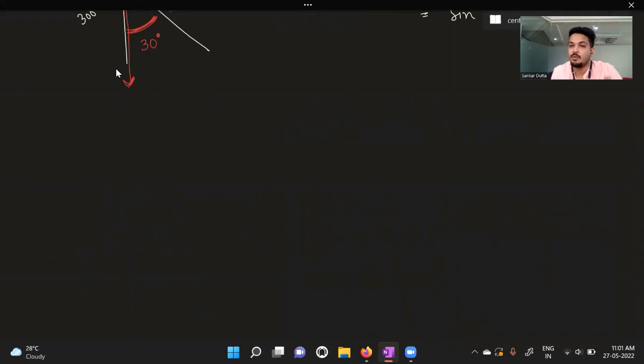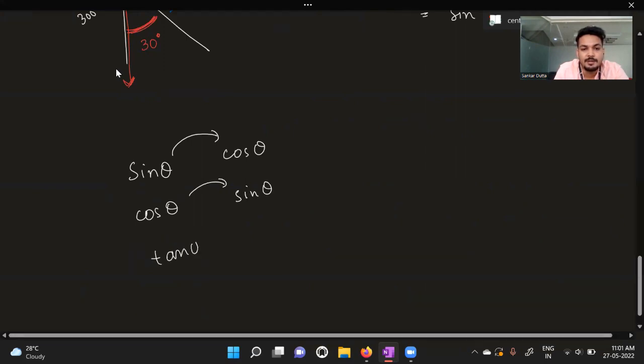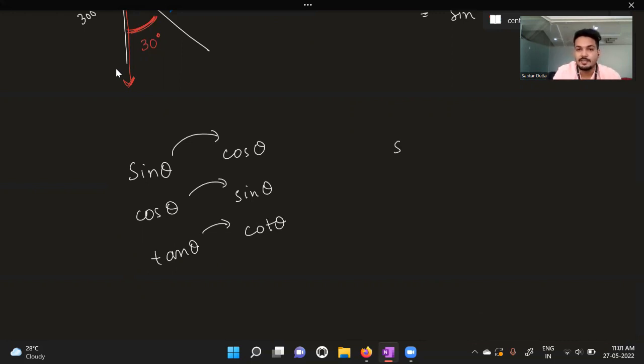If you are using the y-axis, you have to change your function to a complementary function. What I mean by that is sine theta will become cos theta, cos theta will become sine theta, tan theta will become cot theta, and so on. So if you remember, sine of 90 minus theta is cos theta, and this is why we call sine theta and cos theta the complementary angles. Similarly, tan and cot will also have the same kind of relationship. That's why we call them the complementary angles.